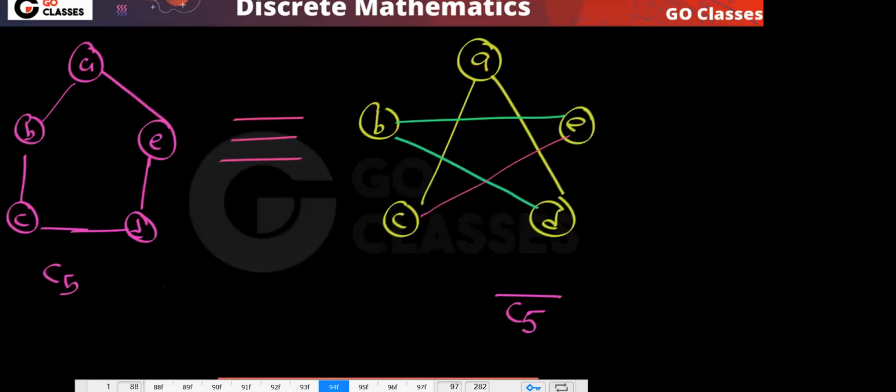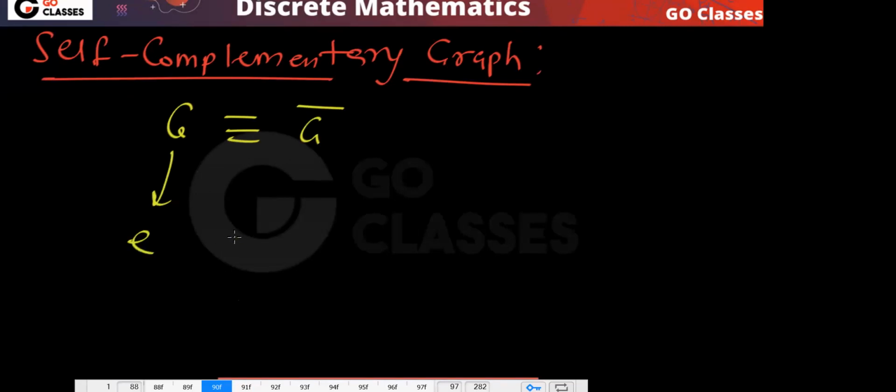This complement of a graph is very simple, but remember this point: if your graph is self-complementary, then a few more things follow. Tell me, if you have a self-complementary graph, what can you say about the number of edges or the number of vertices? It simply means that G is isomorphic to G complement. In G, the number of edges is E, so that should be equal to the number of edges in the complement, which is NC2 minus E.